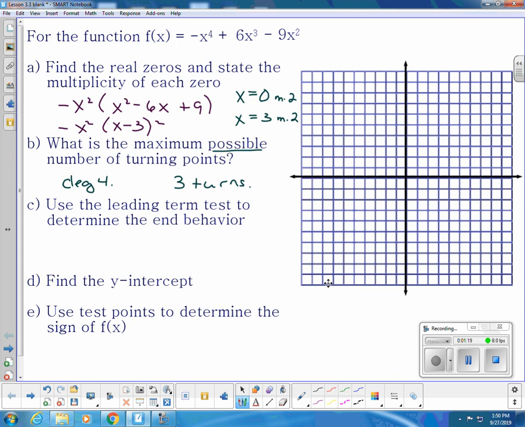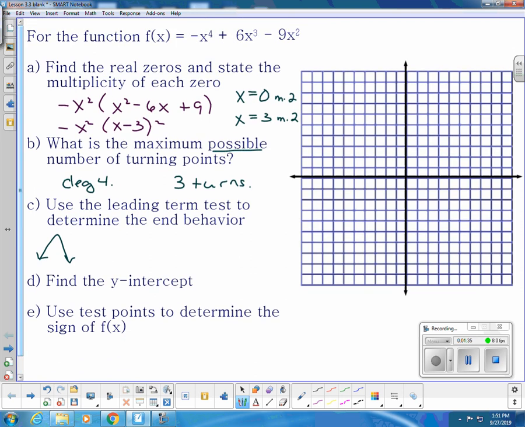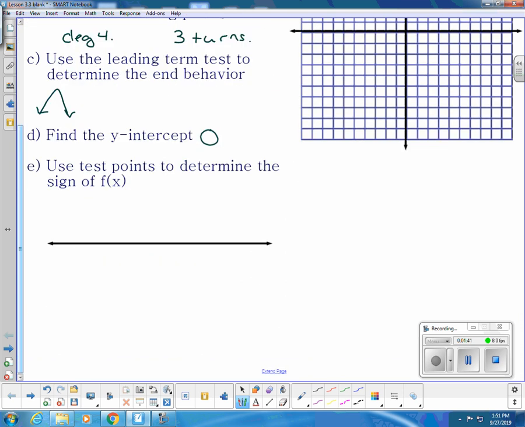Use the leading term to test the end behavior. So our leading term is negative x to the 4th. So we are going down both ways. And we could write that as limits if we wanted, but right now we're just going to buzz through. What's the y-intercept? Go back to general form. What's the y-intercept? 0. We are going to go ahead and do the test points, because yesterday we didn't.